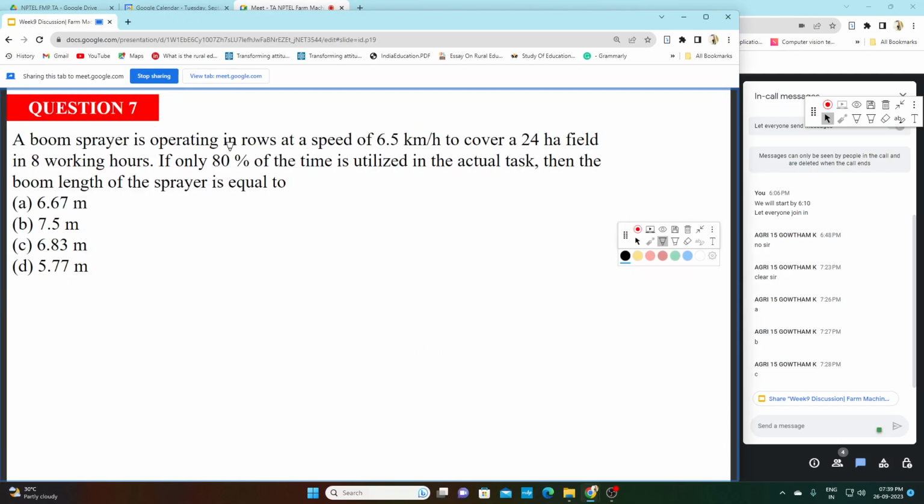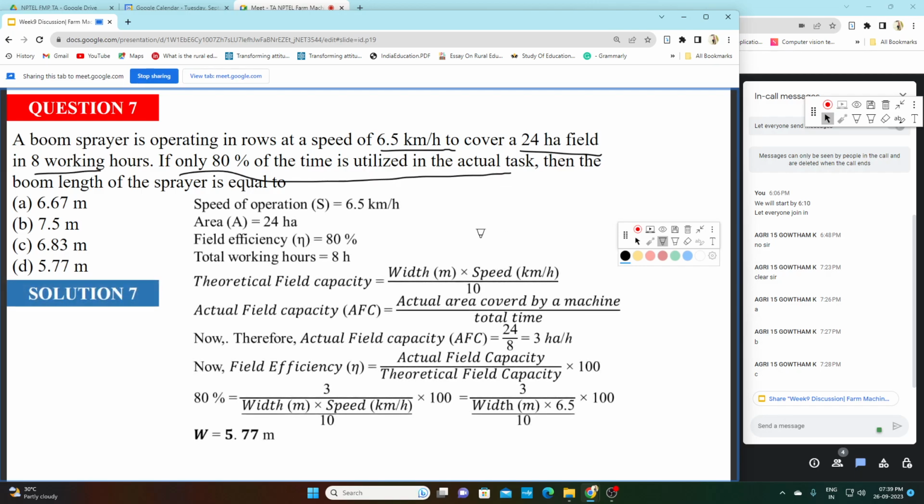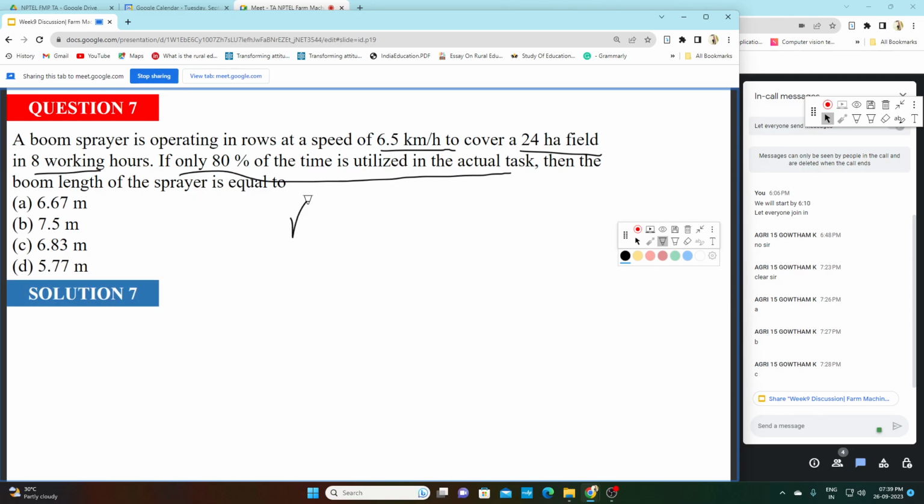Again a numerical question. A boom sprayer is operating in rows at a speed of 6.5 km per hour to cover 24 hectare in 8 hours. If 80% of the time is utilized in the actual task, then find the boom length of the sprayer. Same type of question we have also discussed in our problem part. So here what is the field efficiency? Field efficiency is AFC divided by TFC. Field efficiency here is already given as 80%, so it is 0.8.